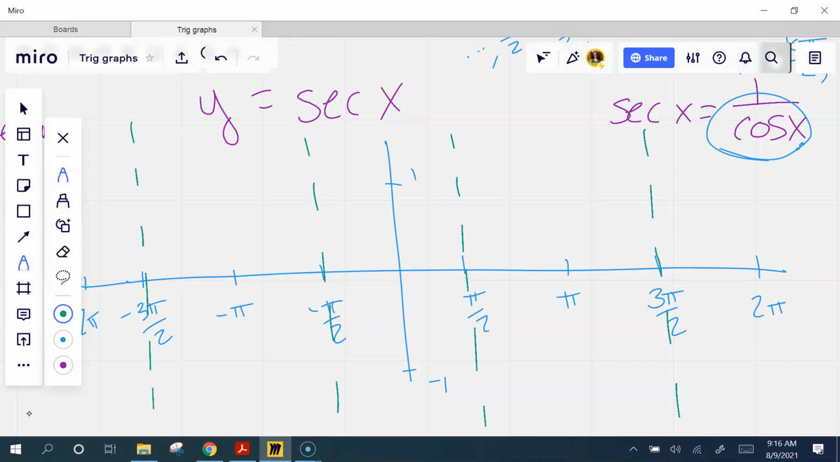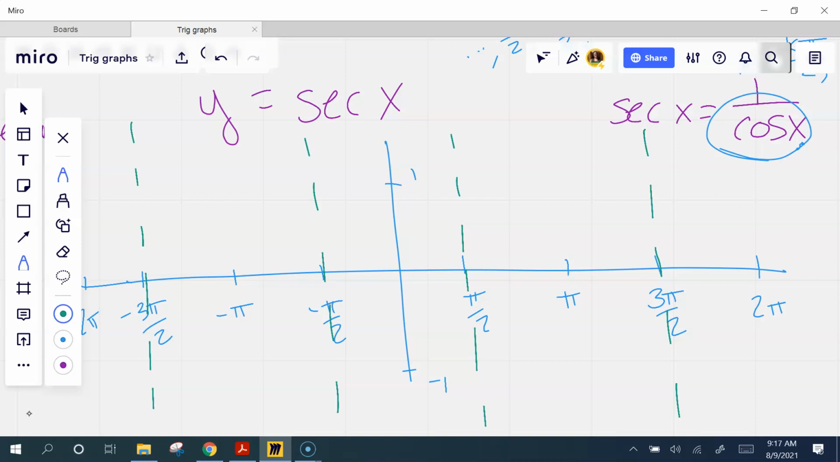Oh, yeah. We know those are asymptotes because those are where the denominator would equal 0. Right? Because secant is 1 over cosine. So those are asymptotes. Well, it'll be discontinuous. And it's not continuous because it has asymptotes. I have to lift my pencil up to draw the whole thing, right?